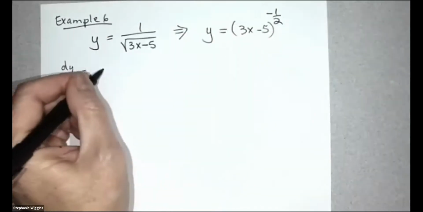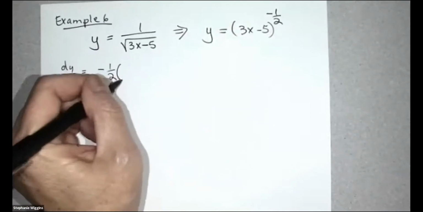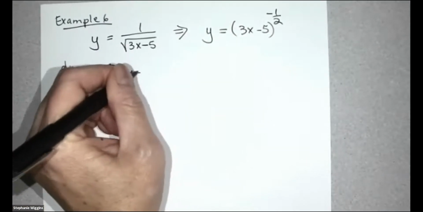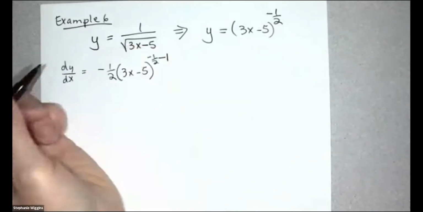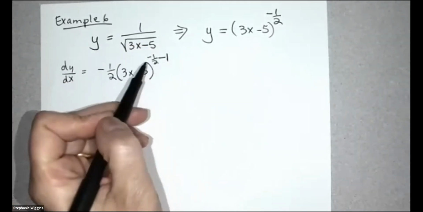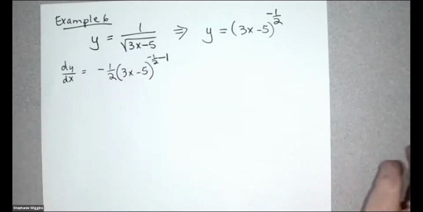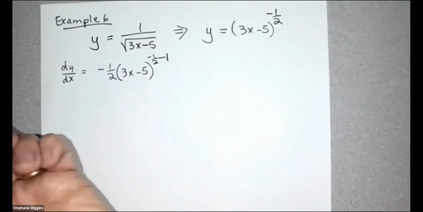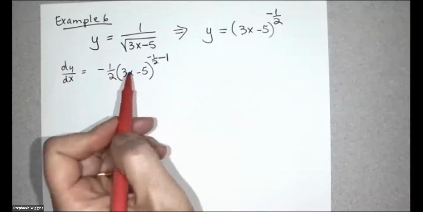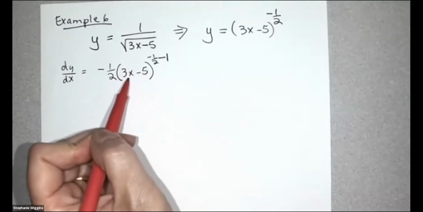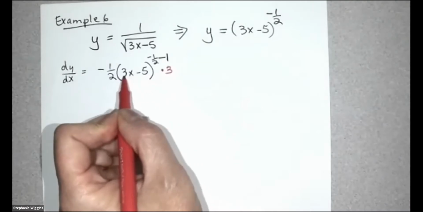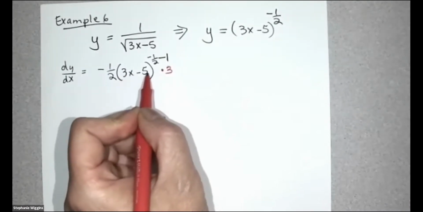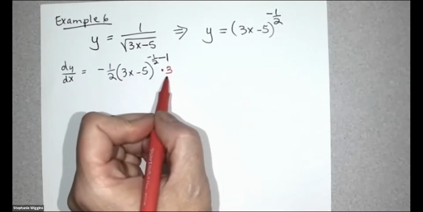The negative 1/2 comes out front. 3x minus 5 is then raised to negative 1/2 minus 1. Remember, you subtract 1 from your original power. And then the extended power rule or chain rule means I multiply by the derivative of what's inside. This is 3, because this is a linear function and the slope is 3. So the derivative of a linear function is its slope.